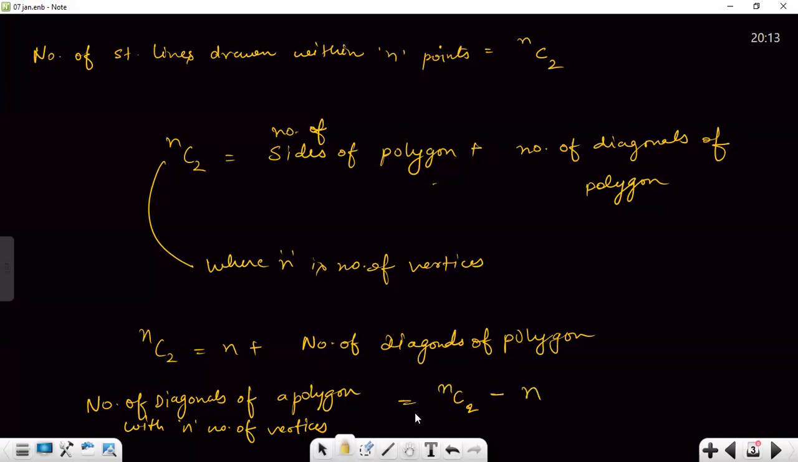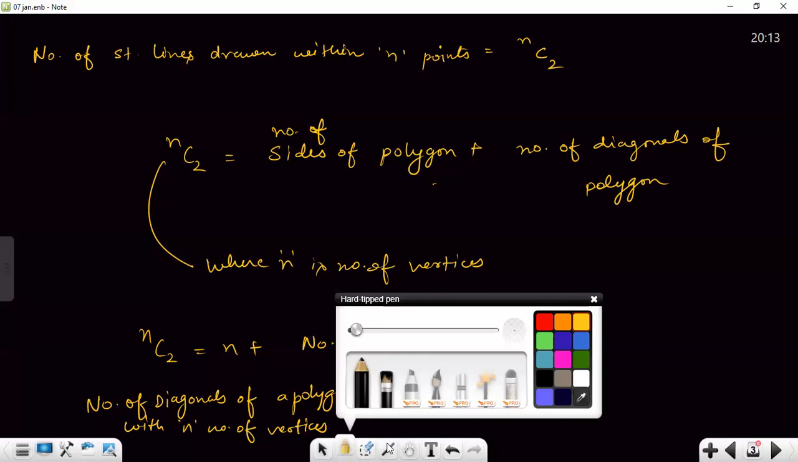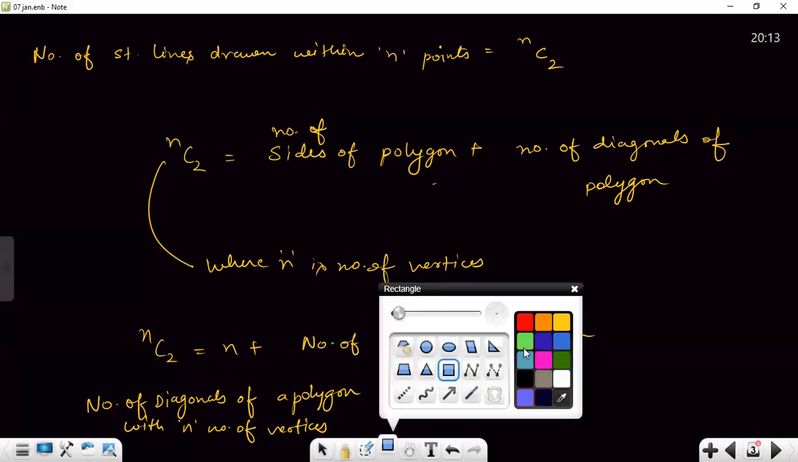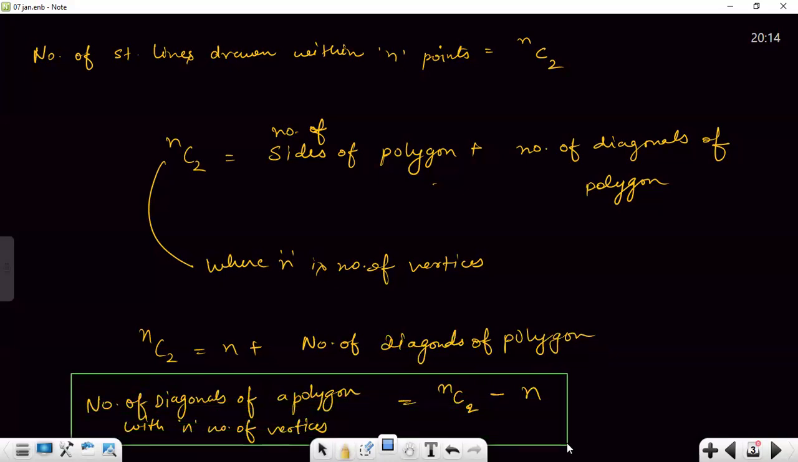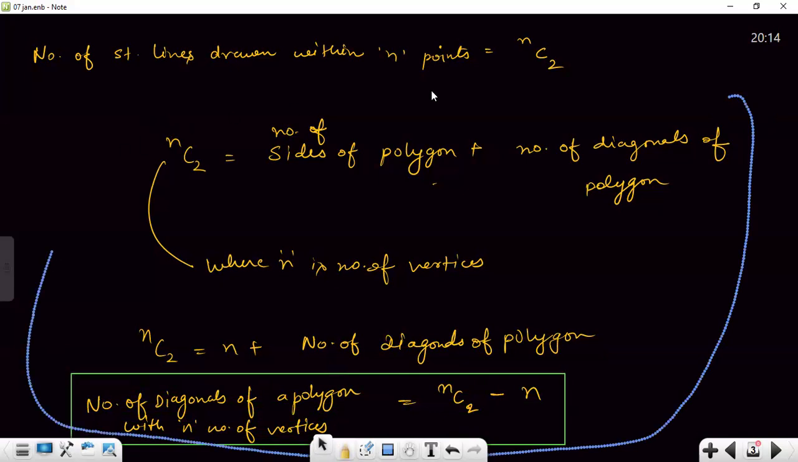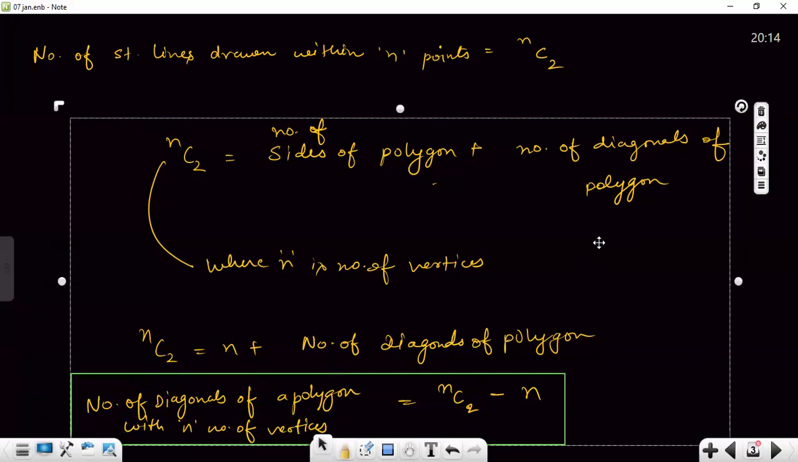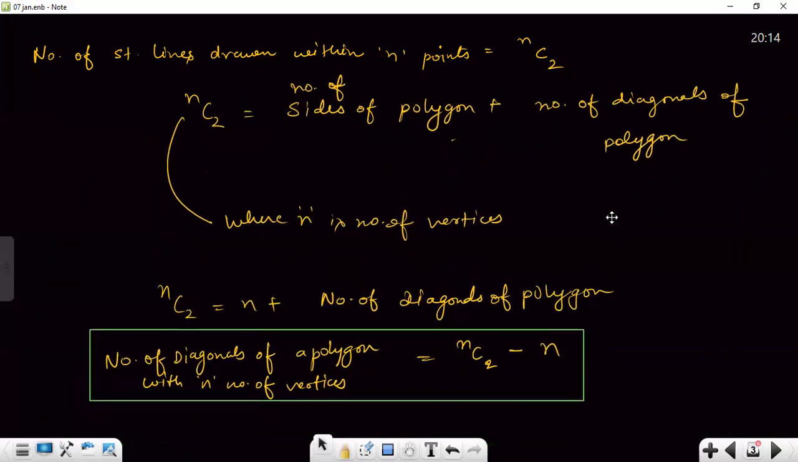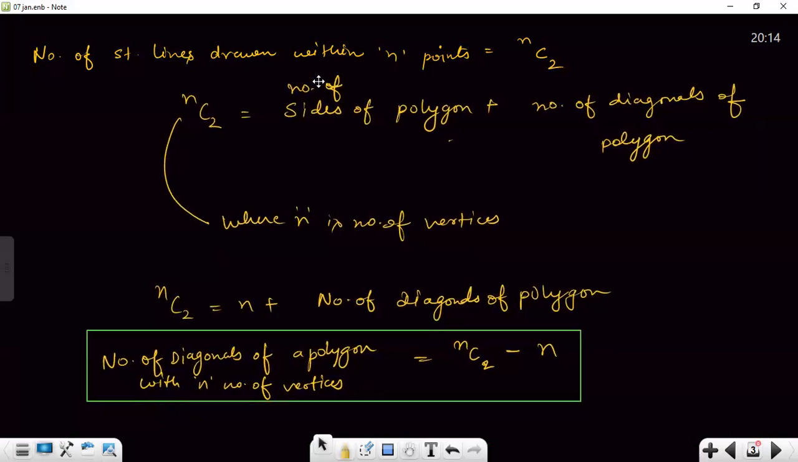Now this is a really very important formula. Previous year questions have been asked on this particular formula multiple times. Are you able to understand how this formula originates? Is that clear, everyone? Isn't it? Please read.